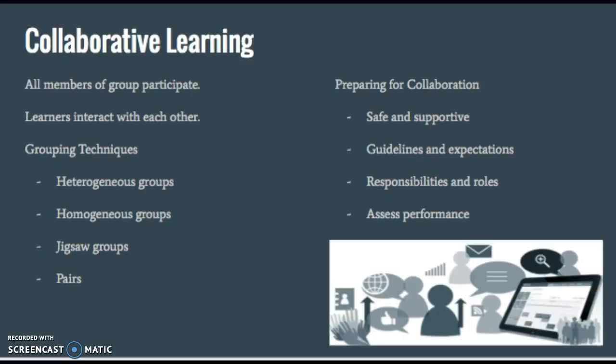When preparing for collaboration, it is important to keep in mind that this collaboration should be a safe and supportive culture. It should provide guidelines and expectations for group activities, indicate the responsibilities and roles of students, and build in a way for learners to assess one another's performance by working in the group.